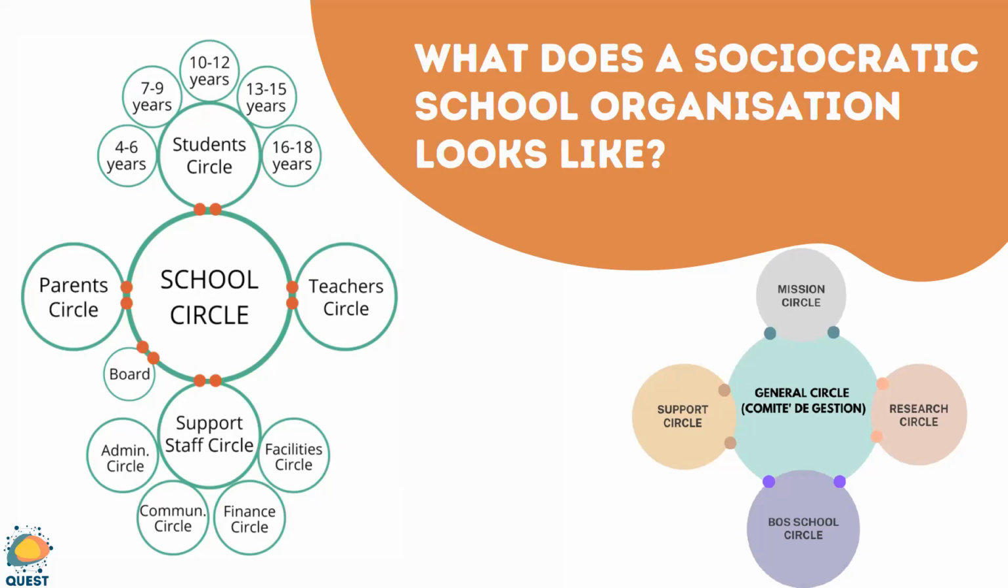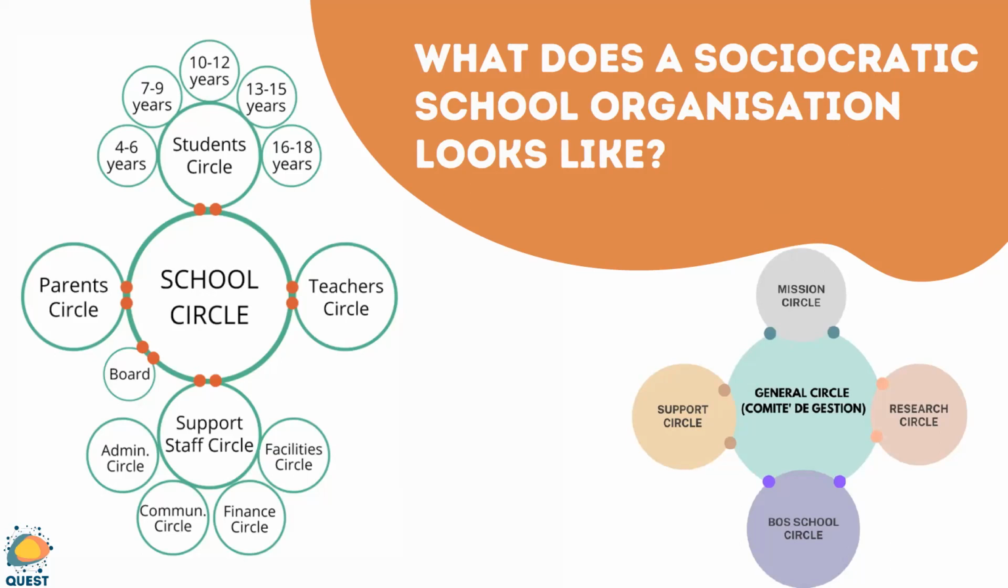In the left image, you can see there is a parent circle, a support circle, a teacher circle, and a student circle. Probably what happened is that in the support circle there were too many staff, and they divided into sub-circles so that decisions were made more effectively according to their domain. And they decided the same for the student circle, to divide according to years, the age of students.